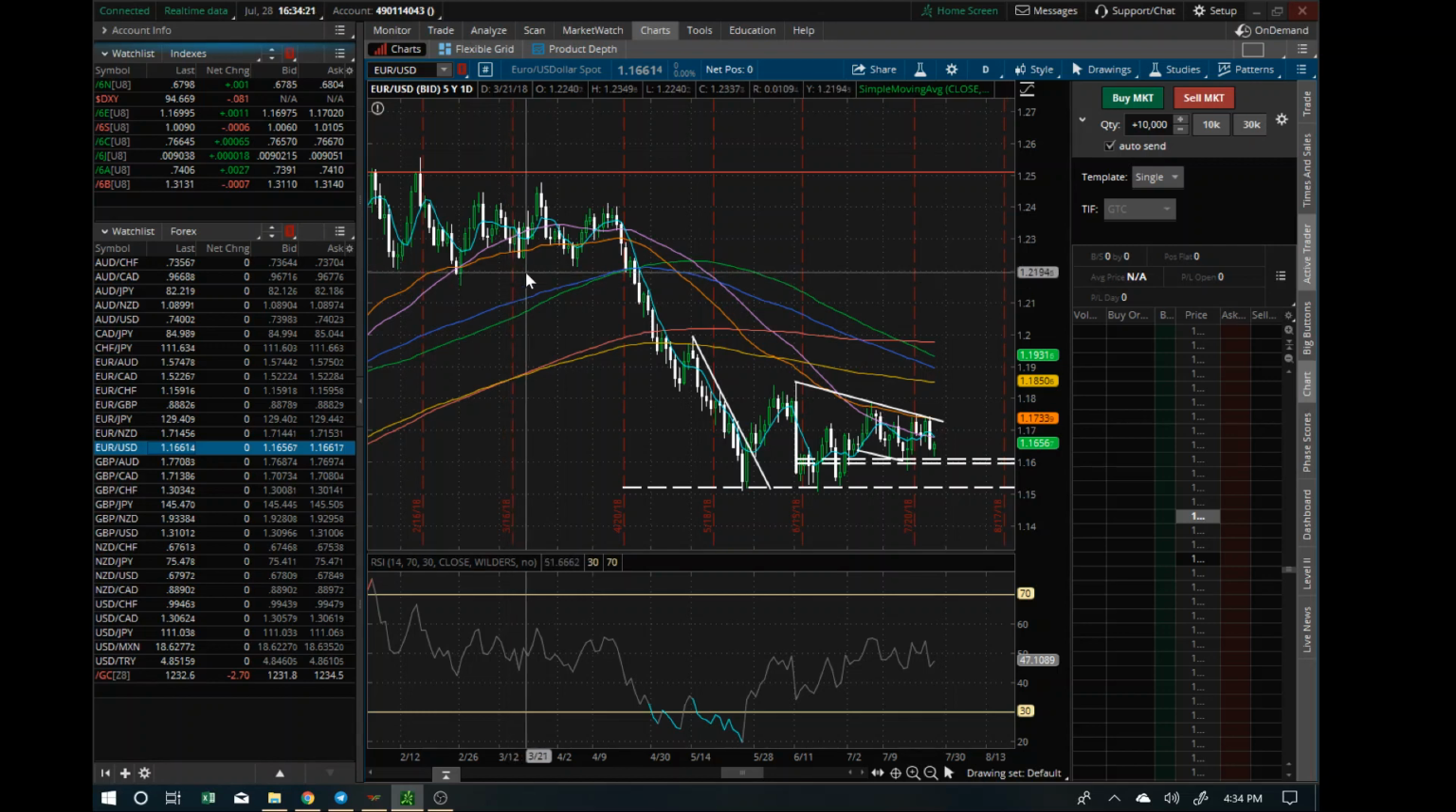He uses SMAs only. So this red is the 200, the green is his 100, and the purple is his 50. Oh, and the 5. Those are the only ones on this chart right now that he uses that I use.